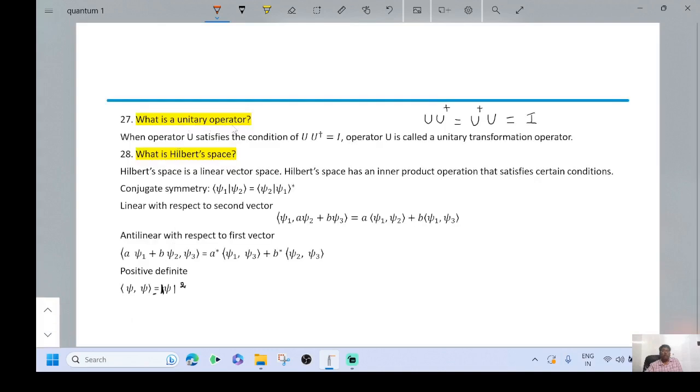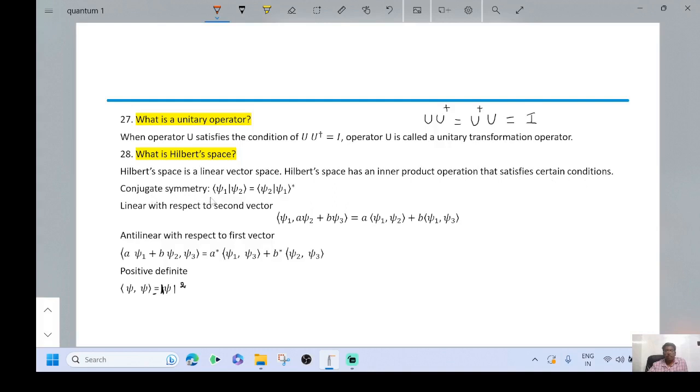What is a unitary operator? When an operator U satisfies the condition U dagger equals U dagger U equals I, then the operator U is called a unitary transformation operator. What is Hilbert space? Hilbert space is a linear vector space. Hilbert space has an inner product operation that satisfies certain conditions.